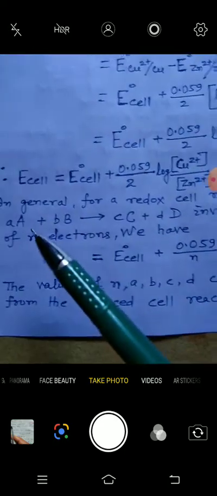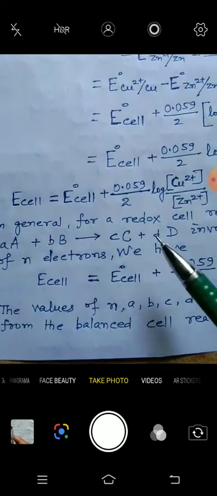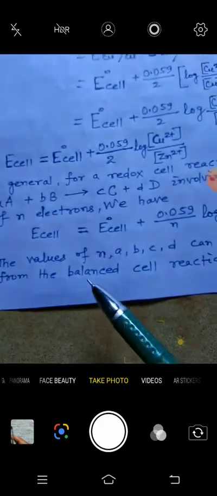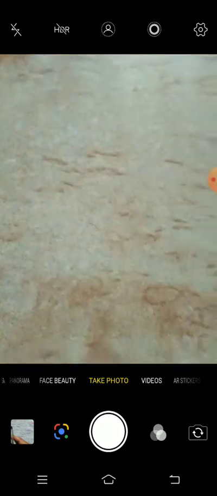Hence, in general, this relation can be written like this. For a general reaction, small a, b, c, d are the number of moles of the reactants and products involved in such a reaction. The values of n, a, b, c, d can be obtained from the balanced cell reaction. It will become clear from the text material, and you will feel no problem here. Just see the text material for this.